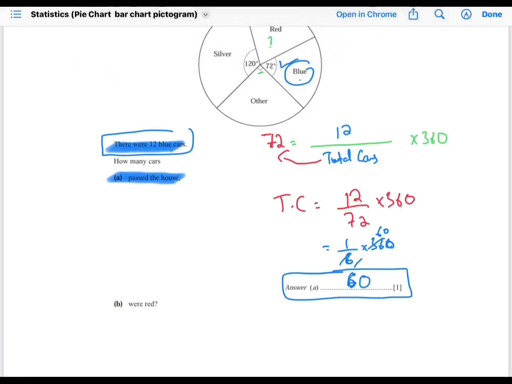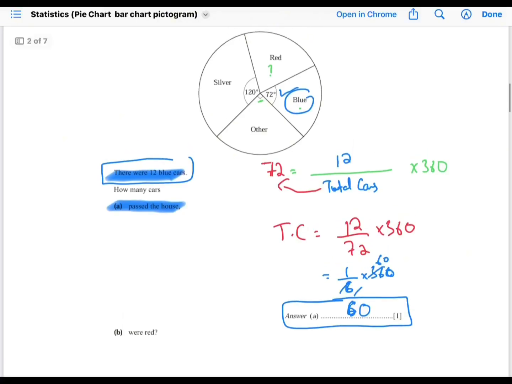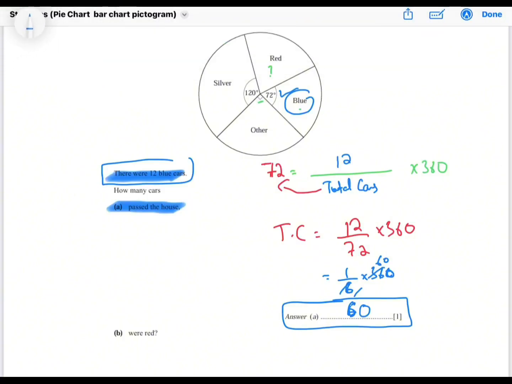Now the next part is how many cars were red. We need to find the total number of red cars, but we also don't know the angle of the red car. So how can we find the angle? You can see that they have given the angles of silver, blue, and other, but we don't know the red car angle. So silver is 120, blue is 72, and other is 90 degrees.